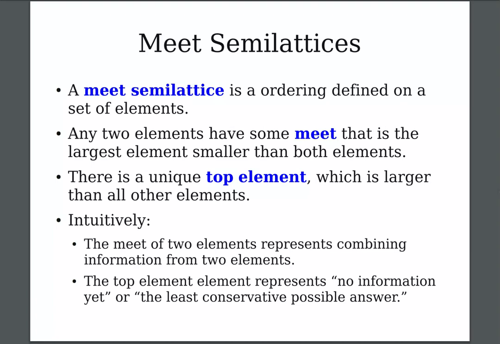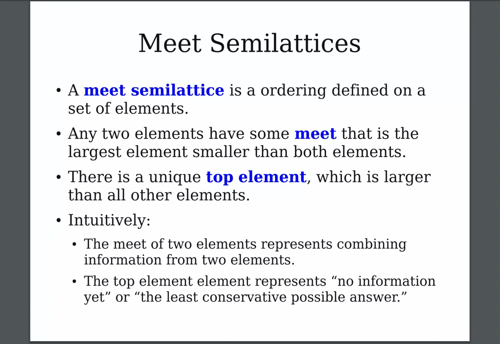So just to give some of the formal language here, there's always a unique top element, which is kind of like the maximum, you might say. And there's always some meet, that is an element that is smaller than both things you're comparing, but it's the largest smaller one that you're comparing. So that you can think of as the greatest lower bound.